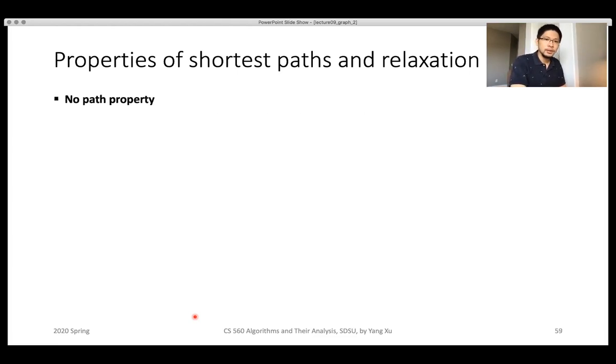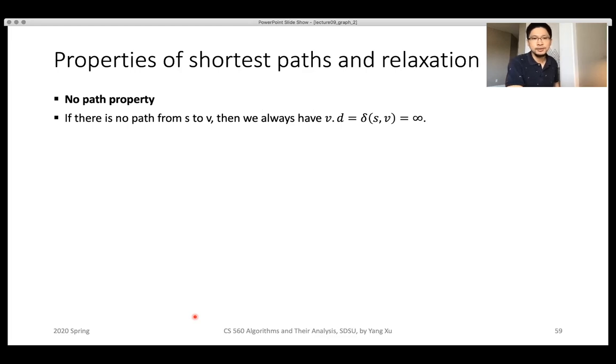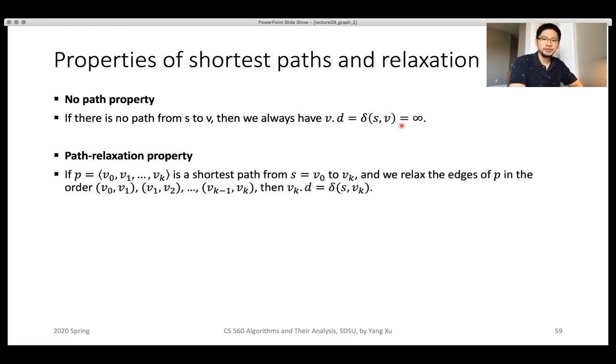Okay. So another property is called the no path property. If there's no path from S to V, then we always have D to be infinity, right? That's a straightforward property. And another property is the path relaxation property. Okay, so this is a useful property.